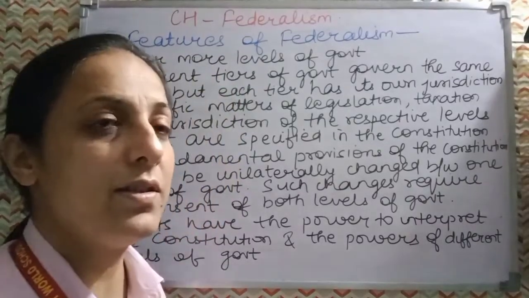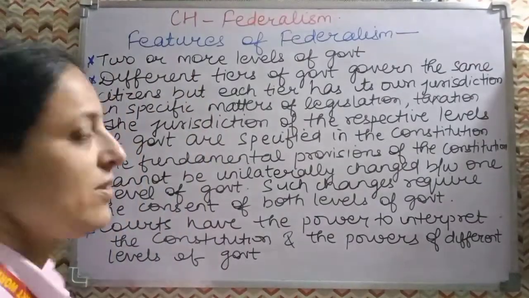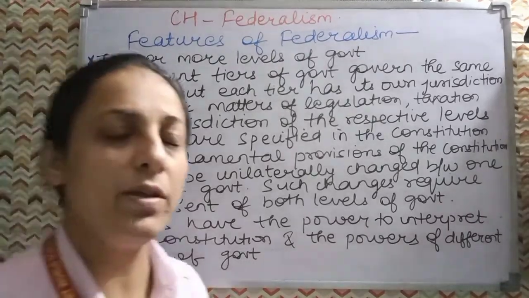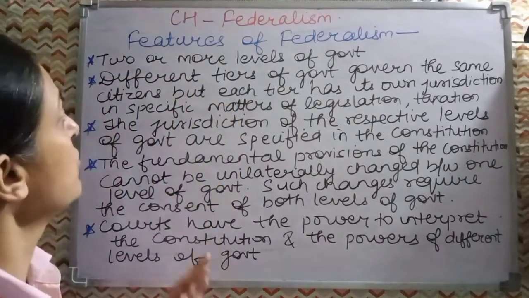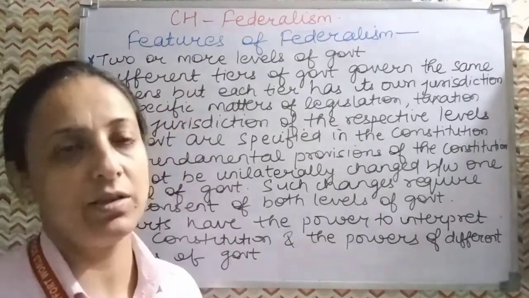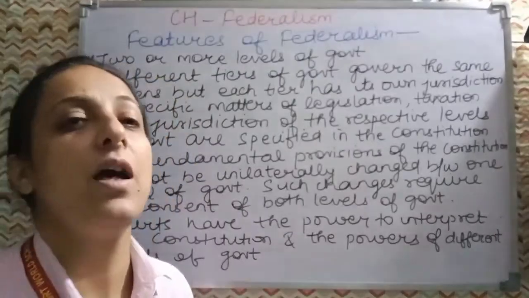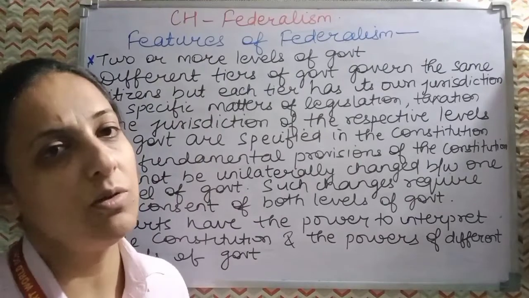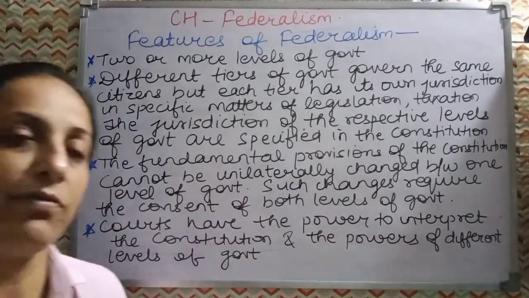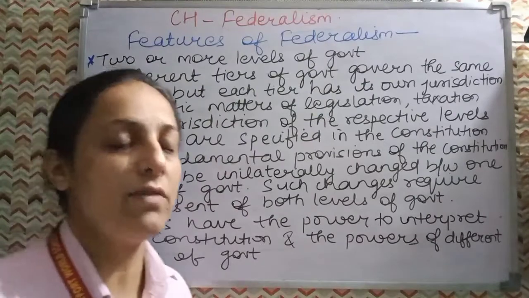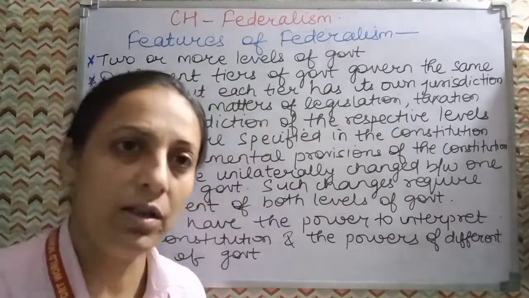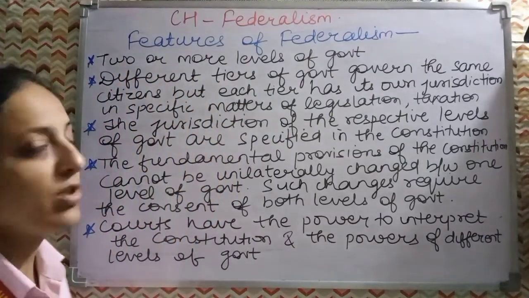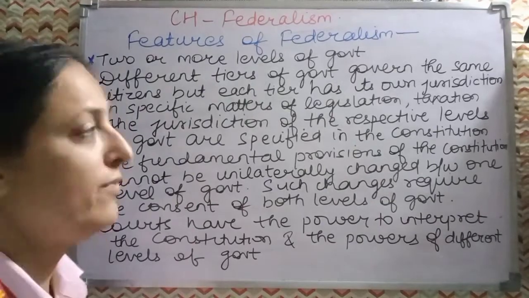So now let's discuss the features of federalism. The first feature of federalism: two or more levels of government. Any country will be a federal country only when two or more levels of government are there in the country. Like the central government is there, then the state government is there, and if more levels are there, that is the local government. So a country will be a federal country only when two or more levels of government are there, that is the union government, state government and the local government. So this is the first feature of federalism.